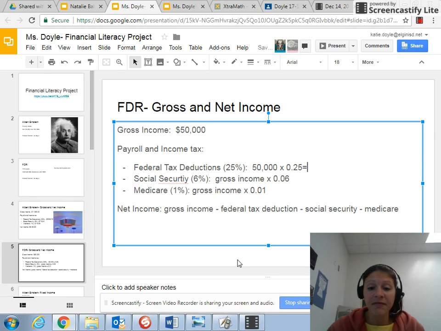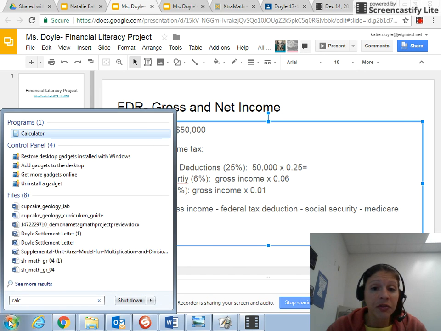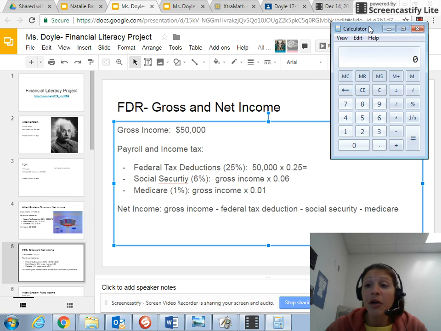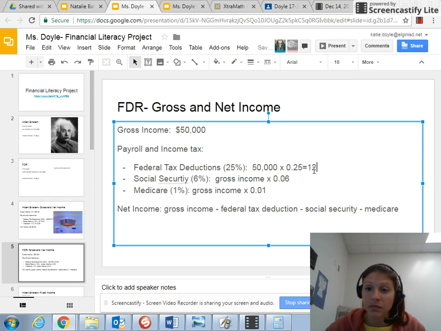Then I'm going to say 50,000 times 0.25. Because this is an example and I'm going through it pretty quick, I'm going to use a calculator. When you are doing this on your own, you can double check your work on a calculator, but you need to do the first round on a sheet of paper, okay? It's very important. So double check your work with a calculator, first round on a sheet of paper. Okay, so for FDR, 50,000 times 0.25 is going to be 12,500.